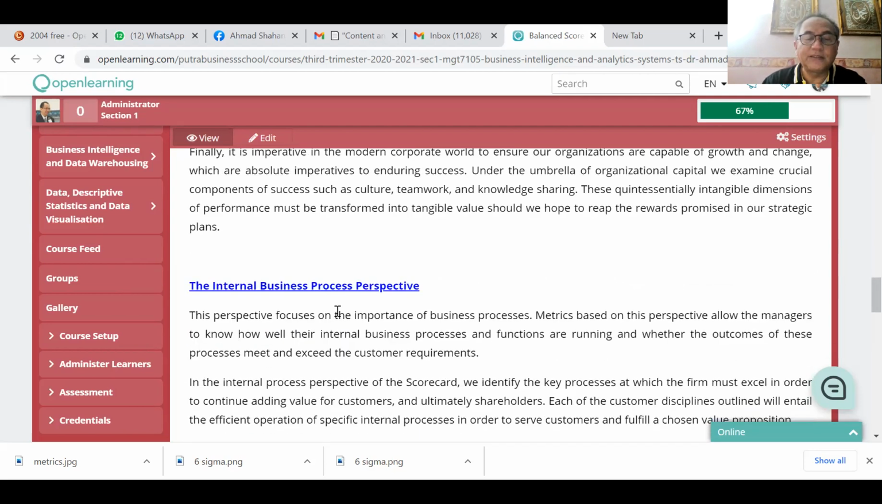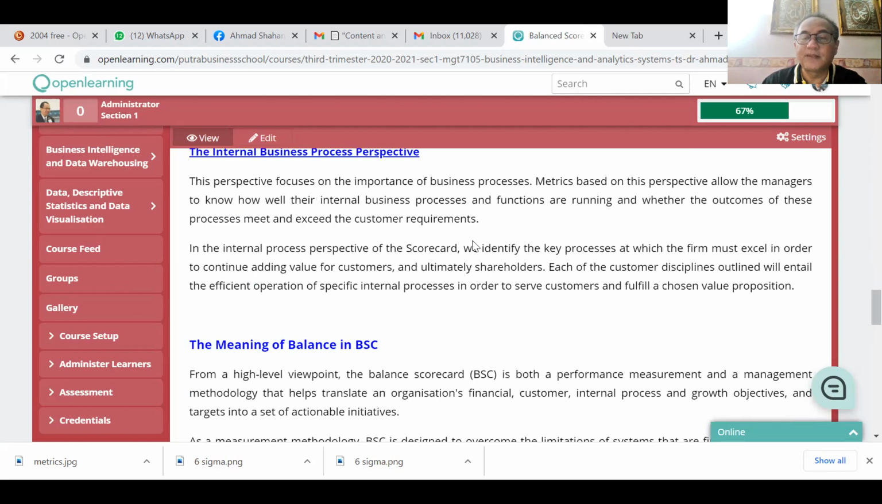And then the other is internal business processes. Internal business processes is where managers should know how well their internal business processes and functions are running, whether they meet the requirements, and whether they exceed the customer requirement.